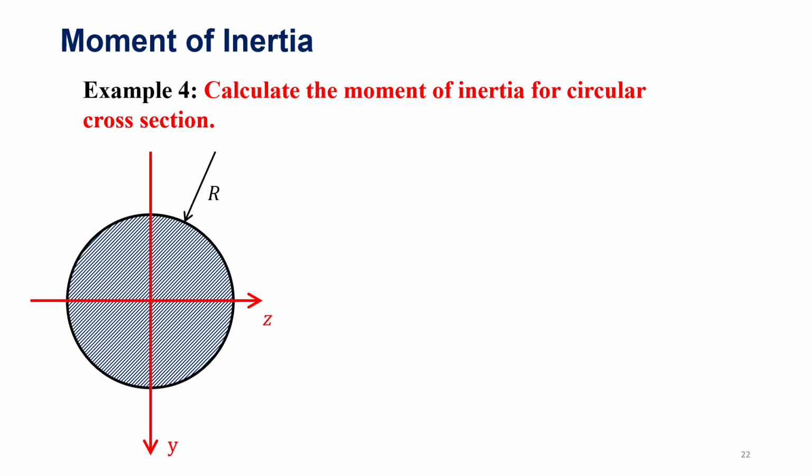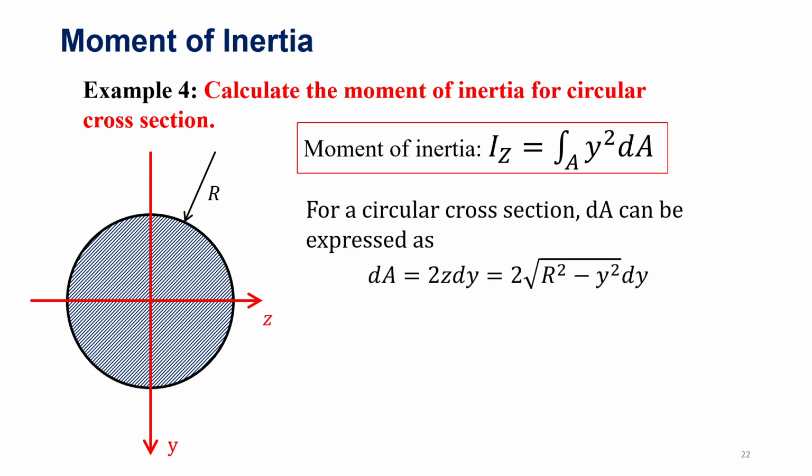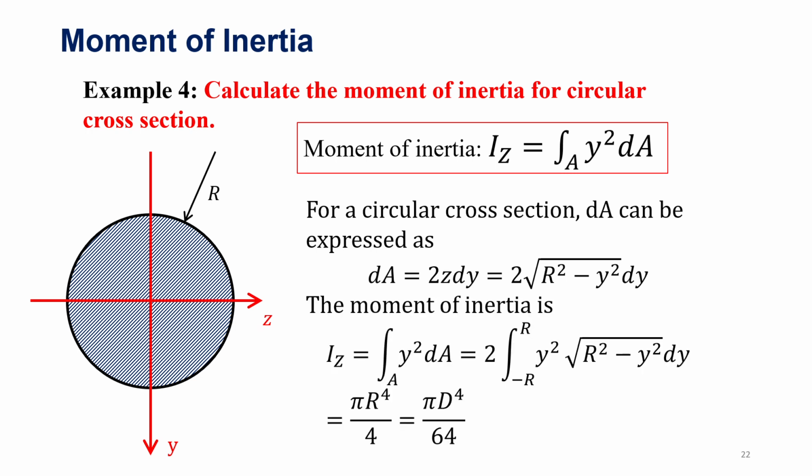Another example is to calculate the moment of inertia for a circular cross-section. Here again, the moment of inertia is defined by this integral. Similar to the rectangular cross-section, for the circular cross-section we replace dA, which can be expressed as this. The moment of inertia can then be calculated by this integral, which equals pi times r to the fourth over 4. Here r is the radius of the cross section.